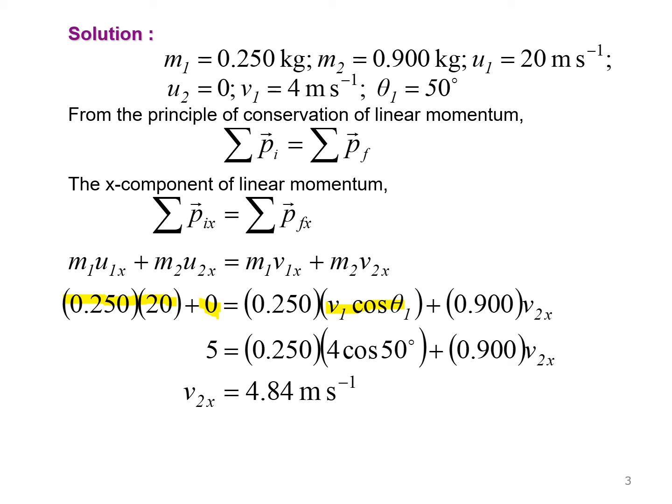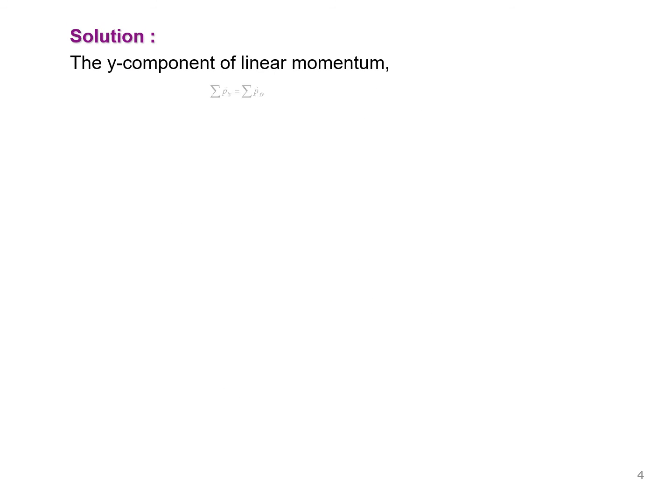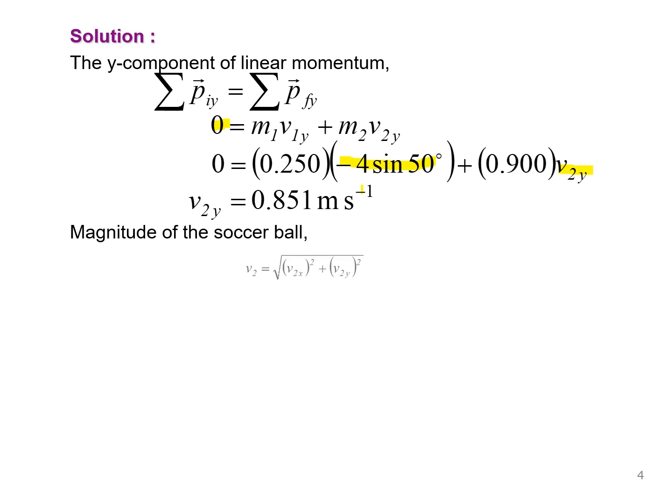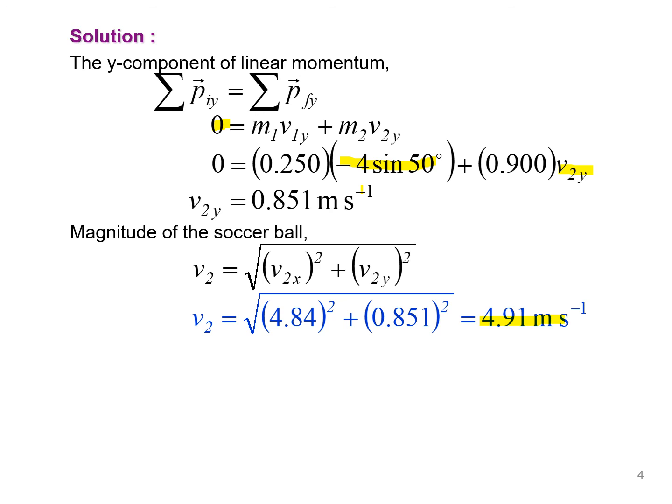Next we need to solve for the y component. Using the same conservation of momentum, we do it for the y component. Initially the y component is 0. After collision, the tennis ball is moving downward, so you will have a negative value, and the y component of the soccer ball is unknown. We determine it and end up with 0.851. Now we already have the x and y components. Once you have them, you need to determine the magnitude, the same way you did it in chapter 1. The magnitude ends up as 4.91.